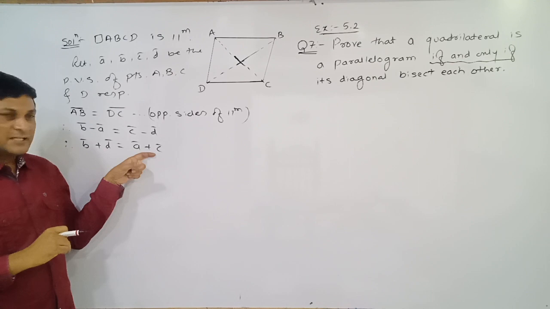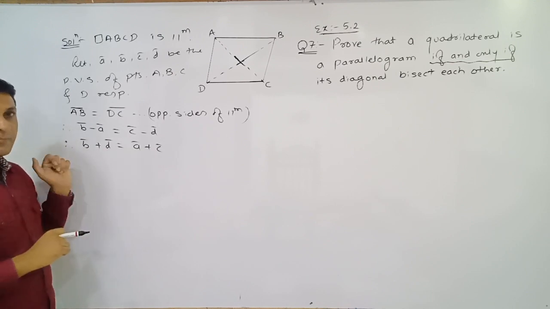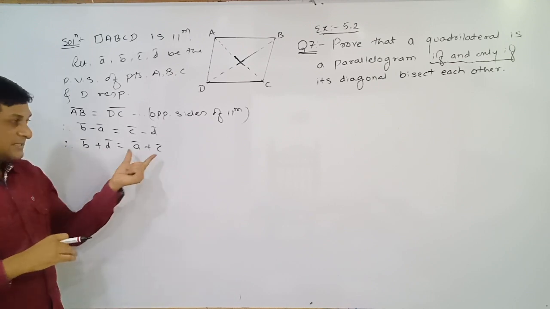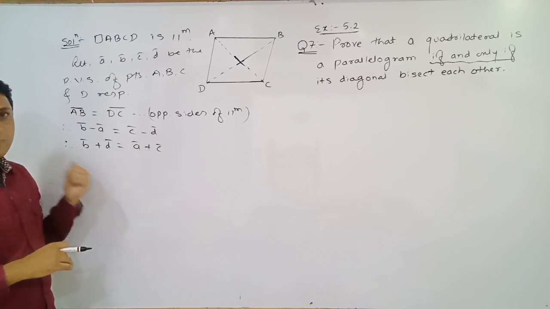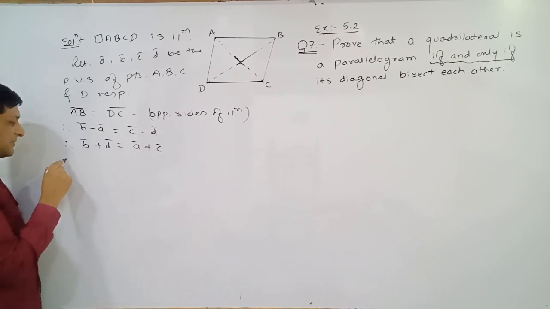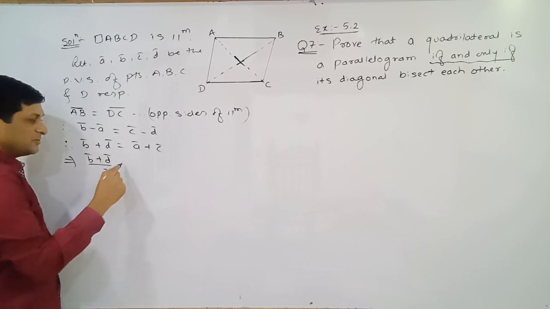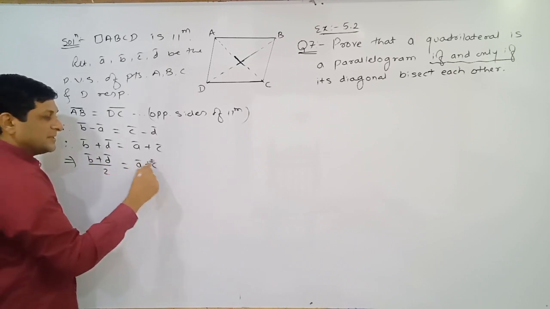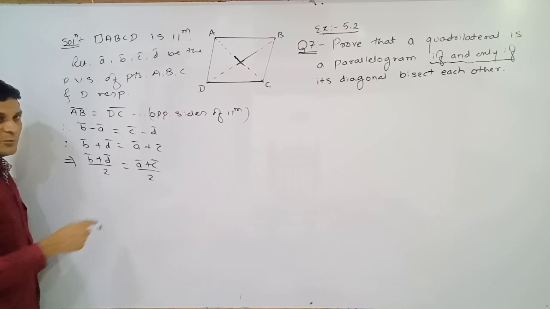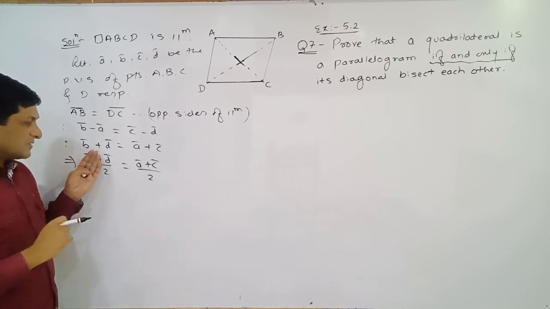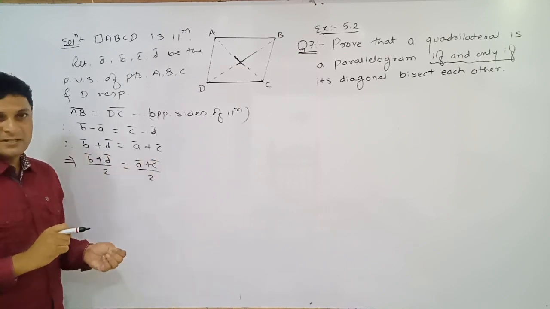So now we have collected the terms A bar, C bar on one side and B bar and D bar on the other side, since AC is one diagonal and BD is the second diagonal. Now I am dividing both sides by 2. So (B bar plus D bar) upon 2 is equal to (A bar plus C bar) upon 2. This is also a vector quantity.